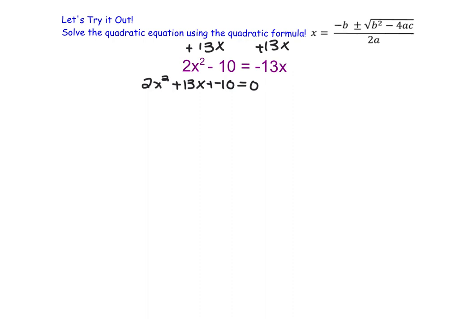And now that we've got this rewritten and ready for the quadratic formula, we can start by finding our values for a, b, and c. So if we look at our equation, we find that the a value is equal to 2, the b value is equal to 13, and my c value is equal to negative 10. So our first step is to find a, b, and c.